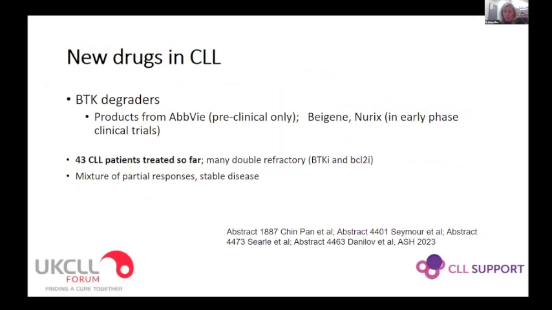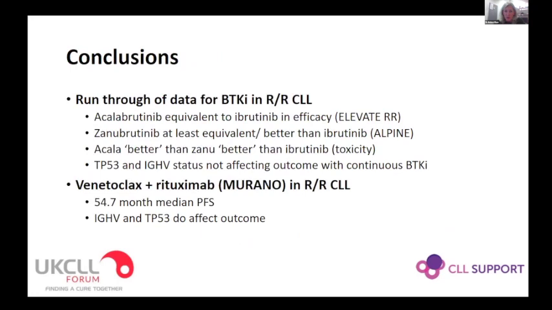43 CLL patients treated so far, many of them double refractory to the BTK inhibitors and the BCL2 inhibitors, and thus far seeing a mixture of partial response and stable disease. So in conclusion, we've just done a quick run through the data for BTK inhibitors in relapsed refractory CLL, showing in the Elevate-RR study the equivalent efficacy of acalabrutinib and ibrutinib. In the Alpine studies, zanubrutinib looks at least equivalent, if not possibly better than ibrutinib.